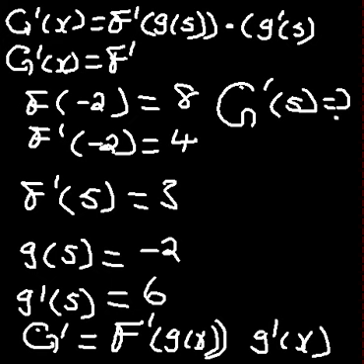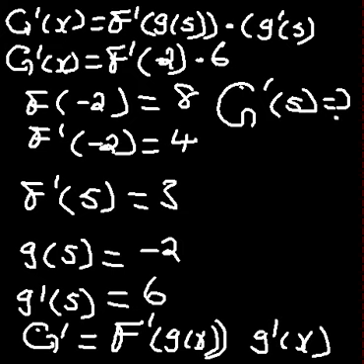Now what is g of 5? G of 5, with a smaller g, we have it as negative 2. So we have negative 2 in the terms. What is g of 5 prime? We have it as 6. So take note of that.